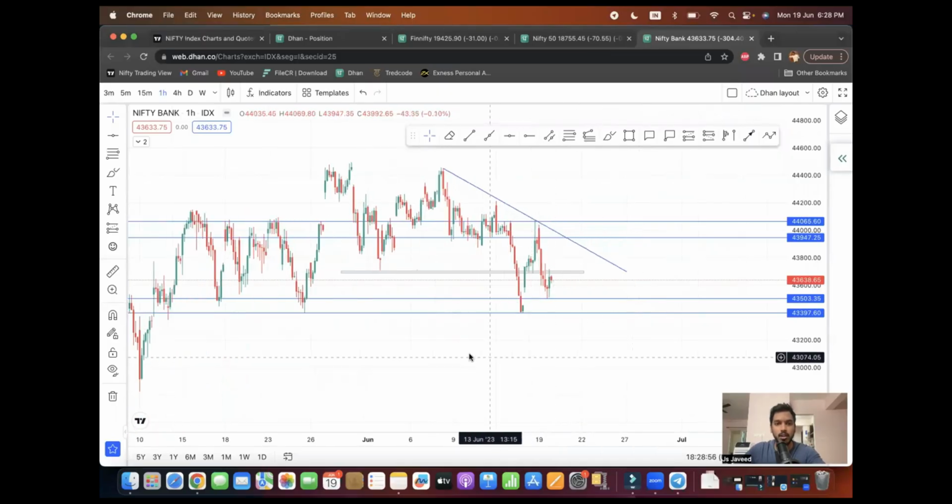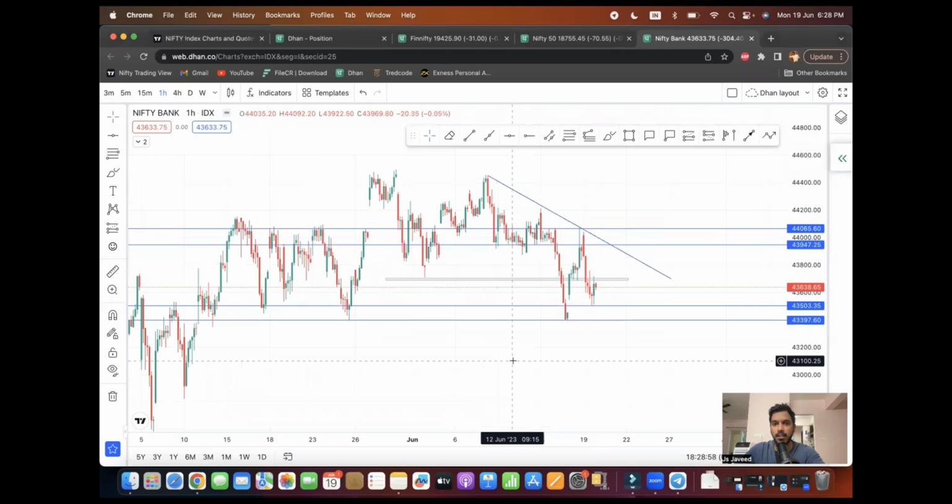Today we are going to discuss the intraday plan in all the indices, and we will see our expiry trade plan in FinNifty as well.